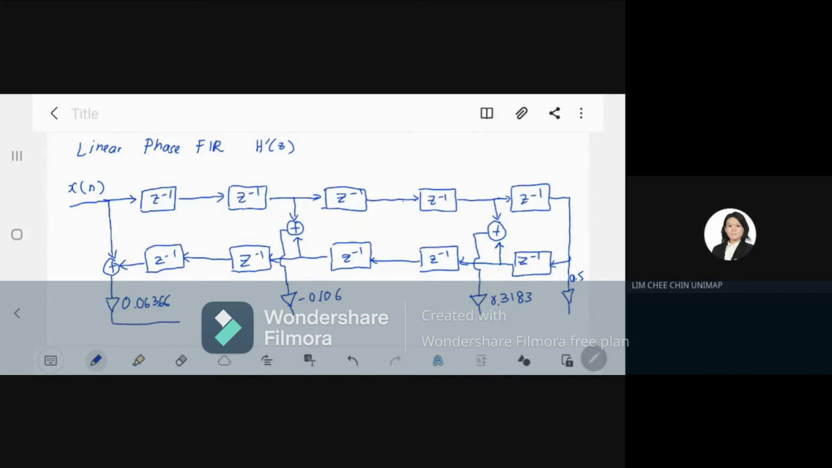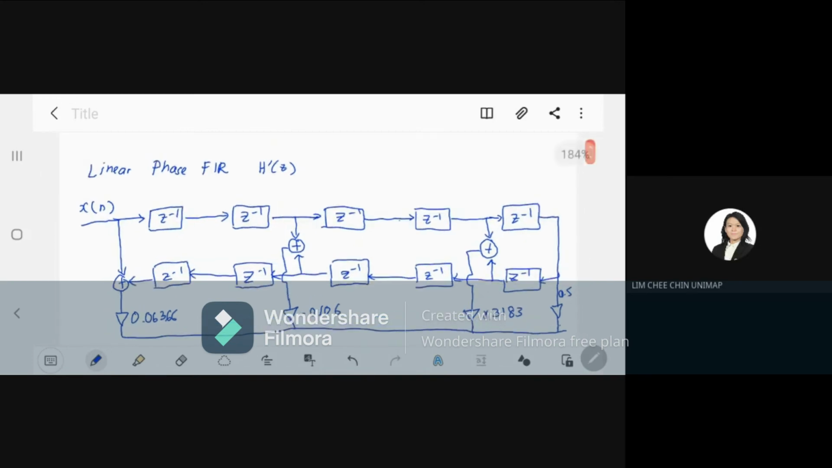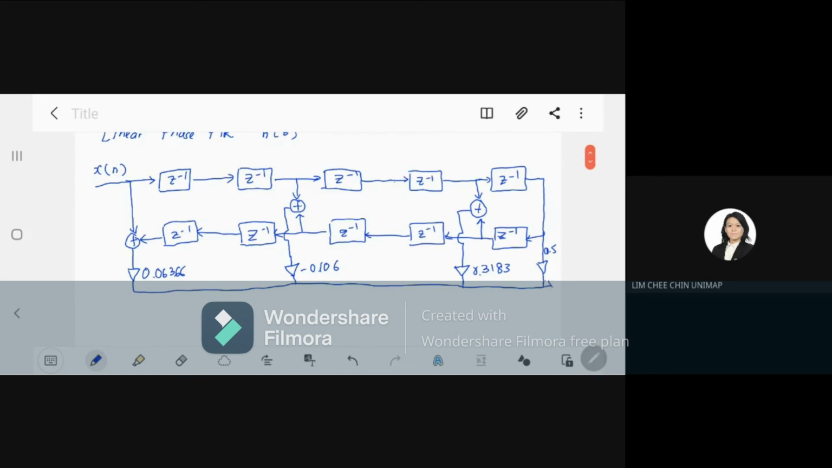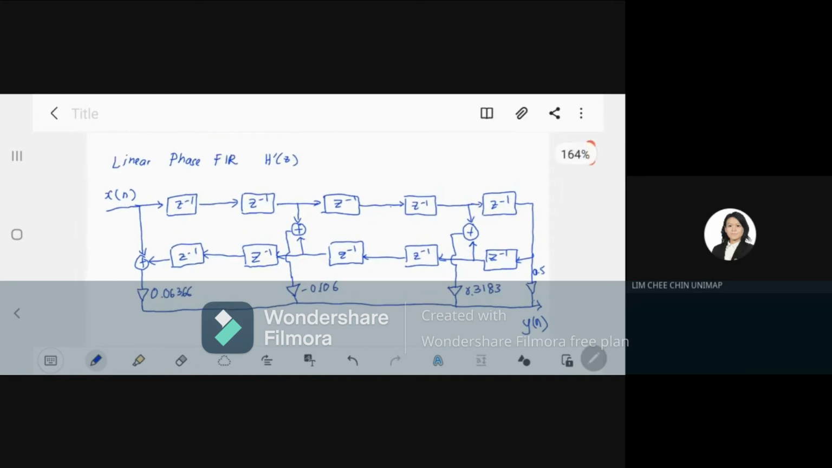Okay, so you link it up. So you go to the arrow. This one is okay. Okay, so you go up. This one is your y and your output. So that is done for the linear phase FIR. Do you have any questions? If no, then done for linear phase.